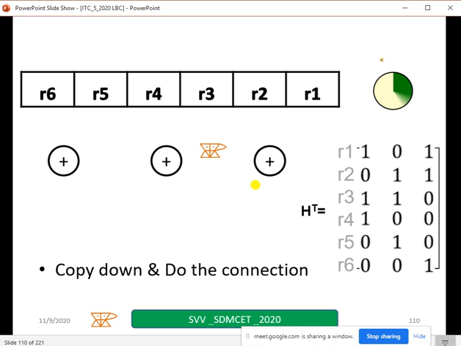Hope all of you are using a pencil. Write down neatly. Have a habit of maintaining notes neatly, whether the teacher is going to see or not. Remember, you are going to read it. And keep a habit of maintaining neat notes. So hope most of you have done the connection. So let me go to the next slide. I'll show you the connections. Compare your connections, what you have done.